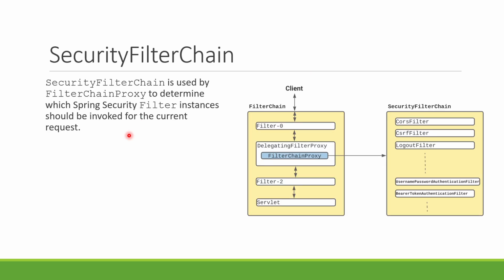Now let's take a look at security filter chain. Security filter chain is used by FilterChainProxy to determine which Spring Security filter instances should be invoked for the current request. Here's an example. Suppose a request comes. This FilterChainProxy will resolve a bunch of filters that need to be gone through for this request, and inside security filter chain you have a bunch of them, like CORS, CSRF, and a lot of those. This entire chain is for the current request.